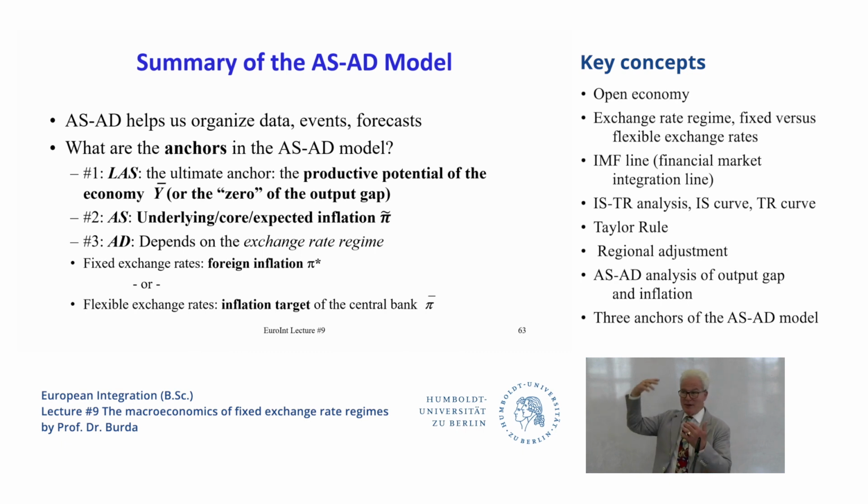So if the Belgian inflation rate is higher than the German rate, then the Belgian price level is rising more rapidly than the German price level, and therefore Belgian demand will move to Germany, and Belgian exporters will have problems selling their stuff. So the position of the AD curve in a fixed exchange rate regime will depend on pi star, which is inflation abroad, or if you're setting your own monetary policy, it would depend on pi bar, which is the target rate of inflation. So very important thing to think about.